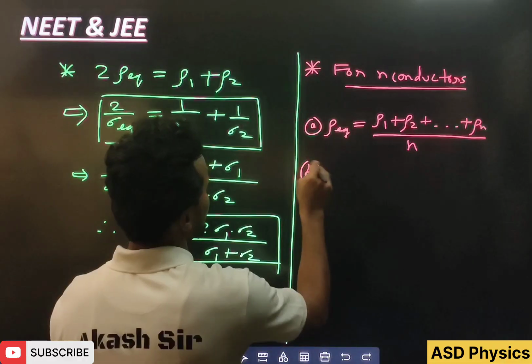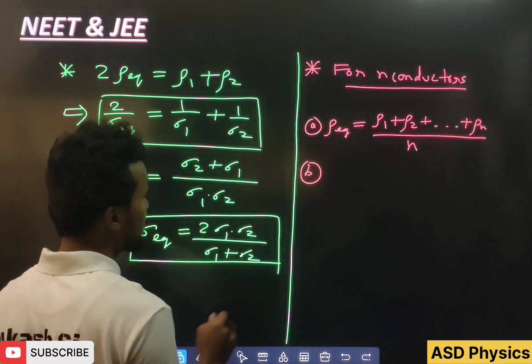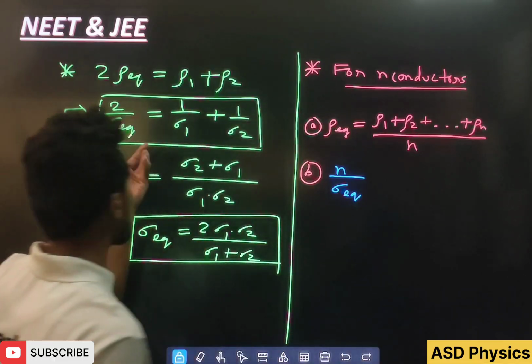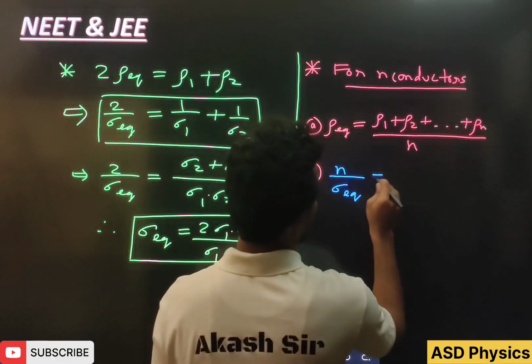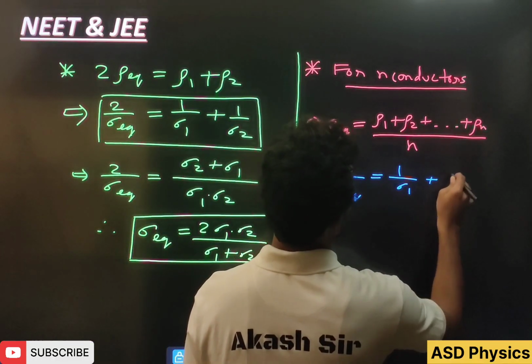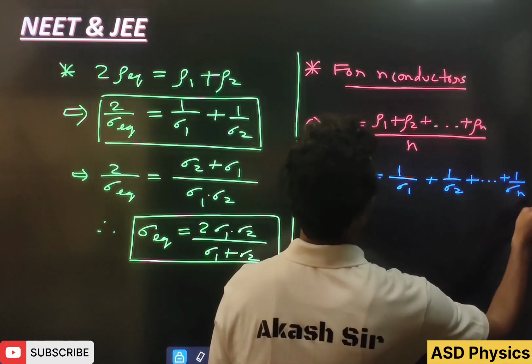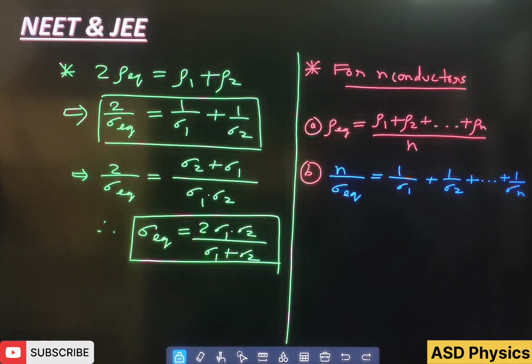Similarly, if we write in terms of the conductivity, it will become n by sigma equivalent, I am writing from here, is equal to 1 by sigma 1 plus 1 by sigma 2 plus dot dot dot plus 1 by sigma n. So remember that in series combination of the conductors, we have to remember these formulas.